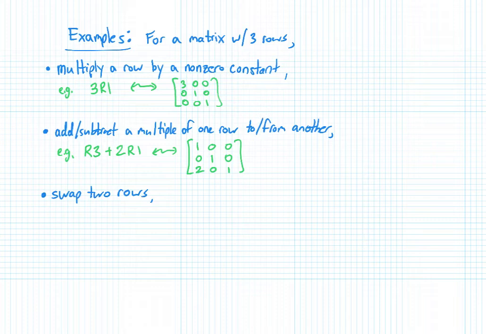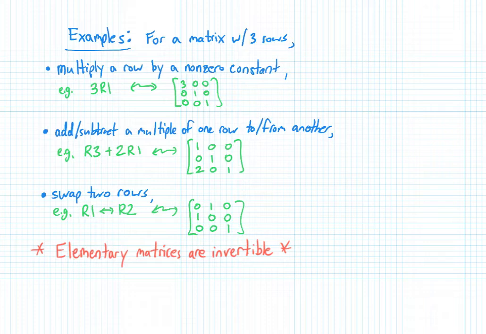And then finally, you might swap 2 rows. So for example, you might swap row 1 and row 2, and the corresponding elementary matrix would look like this. So an important fact about these elementary matrices is that elementary matrices are invertible. And the conceptual reason for this is fairly simple.